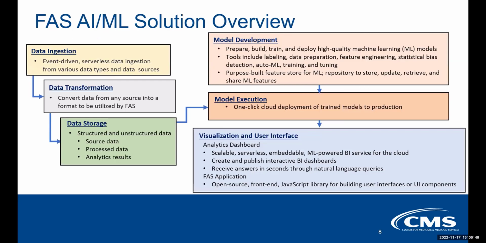The FAS solution leverages FedRAMP moderate AWS services to provide an integrated system with 6 main components. First component is the data ingestion component. This component is event-driven. It uses serverless architecture, and it enables data of varying types to be ingested from a variety of sources for the purposes of analysis.